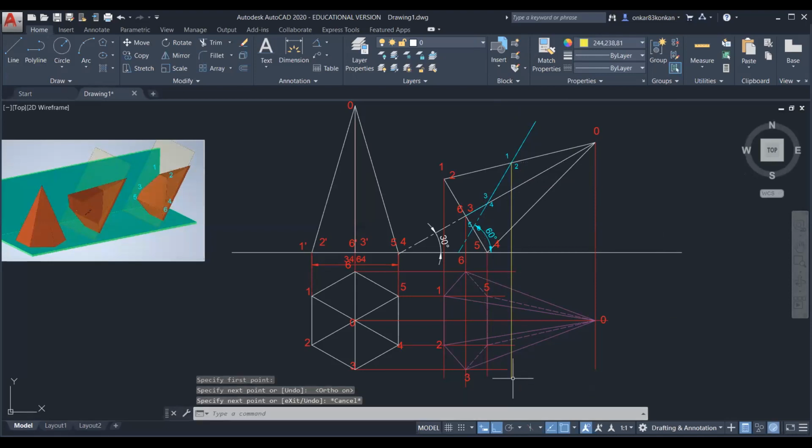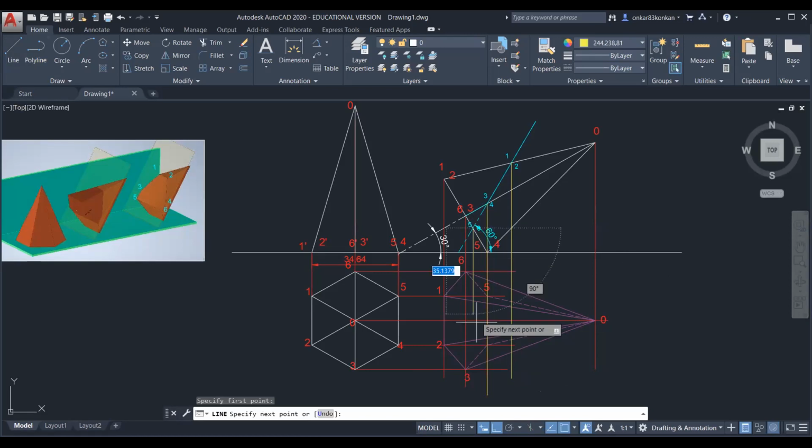So this problem is more complicated compared to the last problem, because in the last problem there was only one stage. So project this 1 and 2. Then project this 3 and 4. And project this 5 and 6. Okay.